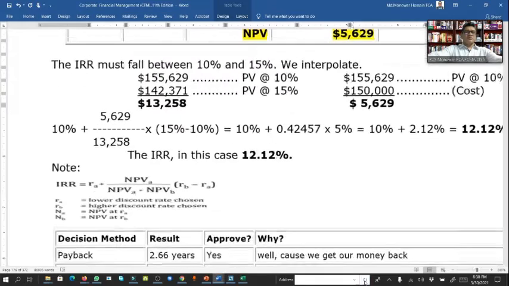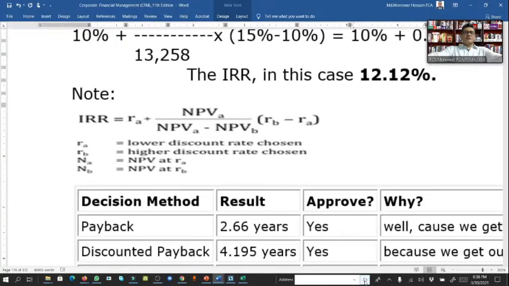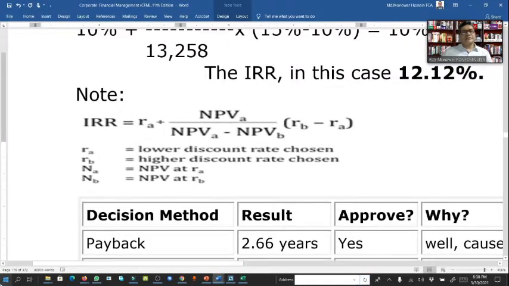Now, we can also calculate the IRR in this way. This is also a formula we can use. Here RA means the lower discount rate chosen, which is 10%. NPV A, the net present value at the lower rate, is 5,629. In the dividing side, we have NPV A minus NPV B, multiplied by RB minus RA, which means the higher discount rate minus the lower discount rate.